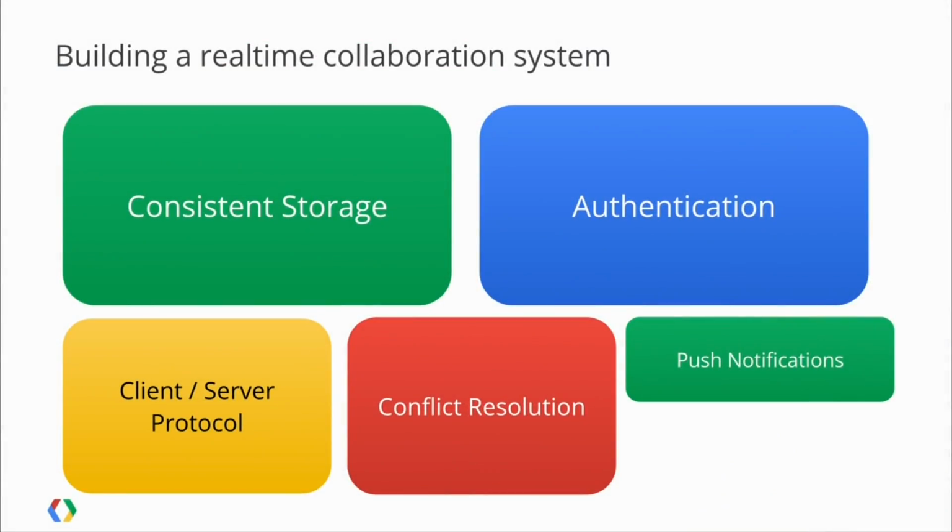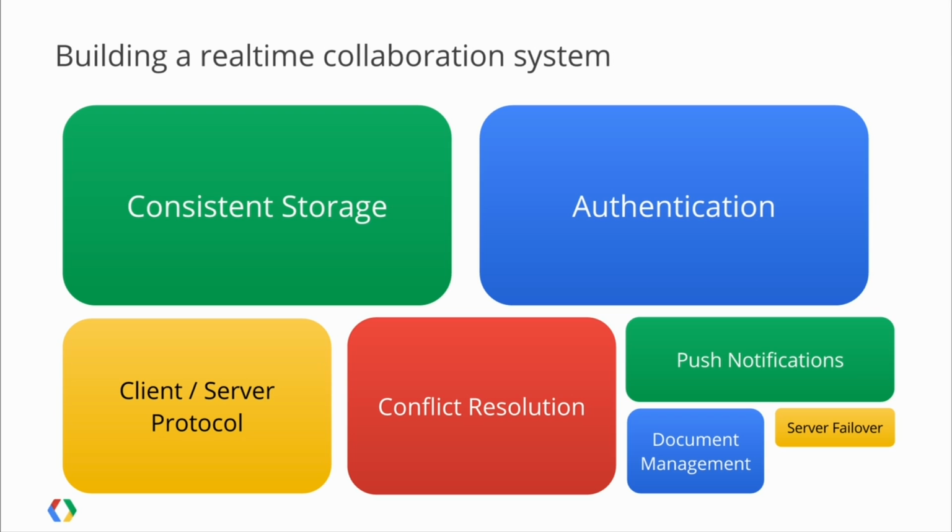OK. How about push notifications? You at least have to be able to tell the client when there's new changes available. Well, if we just continuously make GET requests to the server, that pretty much solves itself. All right. Well, what about document management? Or here's a good one, server failover. What do you do if your server crashes? So there's only going to be one server. So if it crashes, then we'll reboot it.